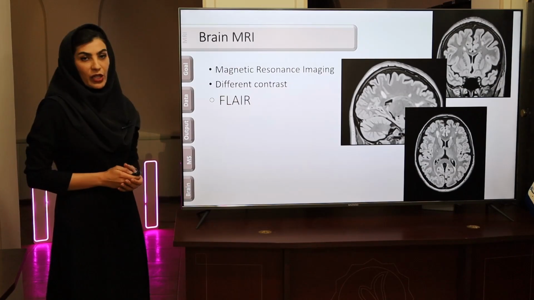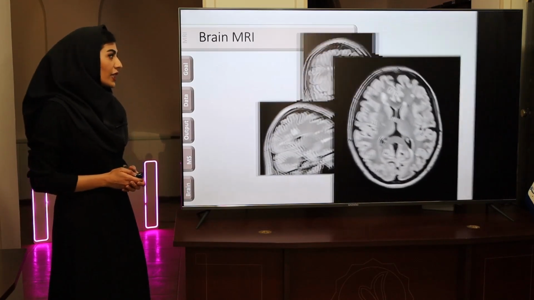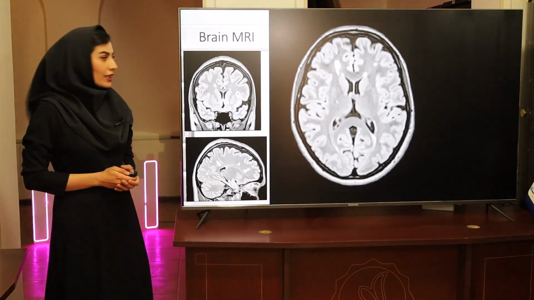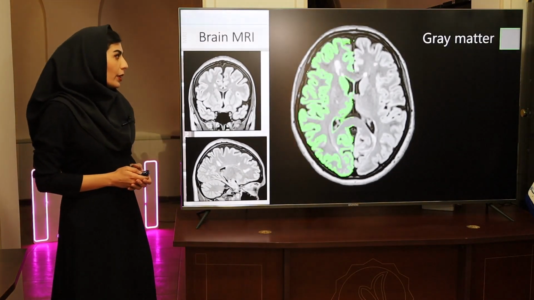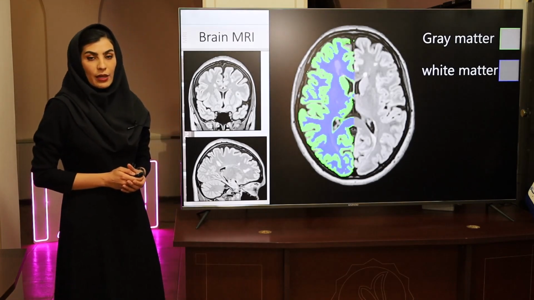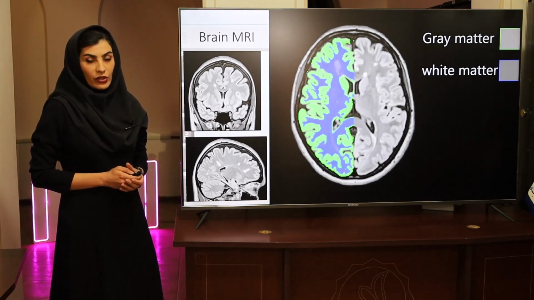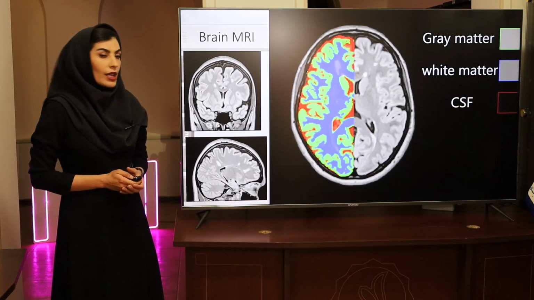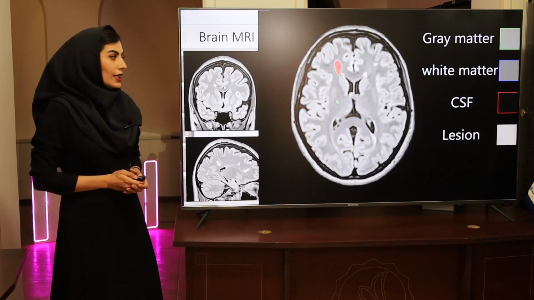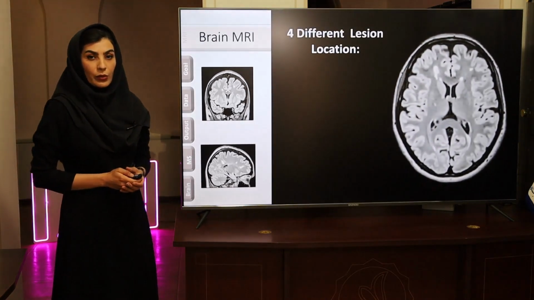MRI gives us different contrasts, but here we are focused on the FLAIR images. In FLAIR images, the cortex or gray matter is brighter than the white matter, which is the inner part, and FLAIR is specialized for suppressing the signal of fluid, so CSF appears black in these sequences and lesions are bright. The location of these lesions is very important for us.